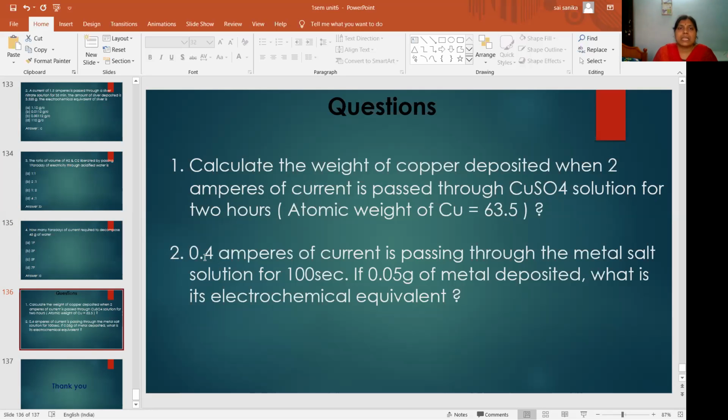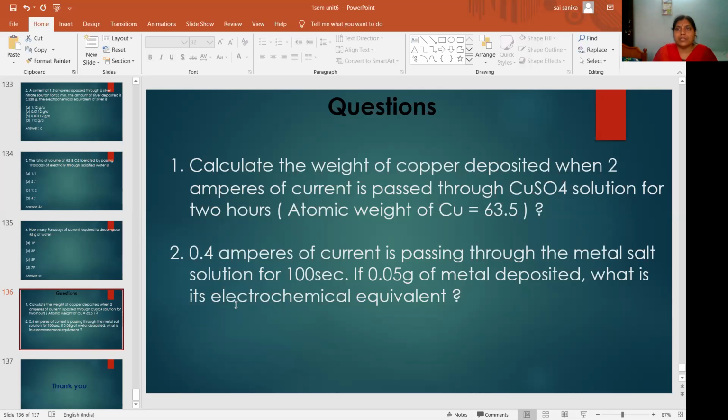And what is the second? 0.5 amperes of current is passing through the metal salt solution for 100 seconds. If 0.05 grams of metal is deposited, what is the electrochemical equivalent? So here, how much current is passing? 0.5 amperes of current is passing through a metallic salt solution, for how many seconds? 100 seconds. So what is the weight deposited? 0.05 grams of metal is deposited. So what is its electrochemical equivalent?